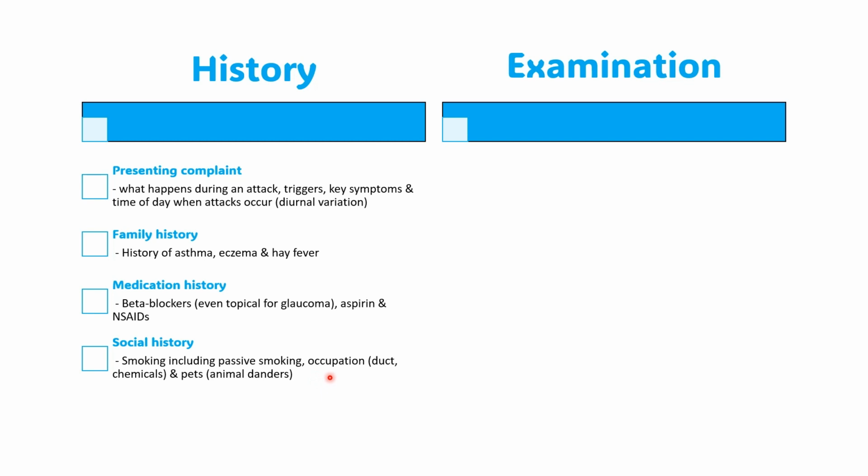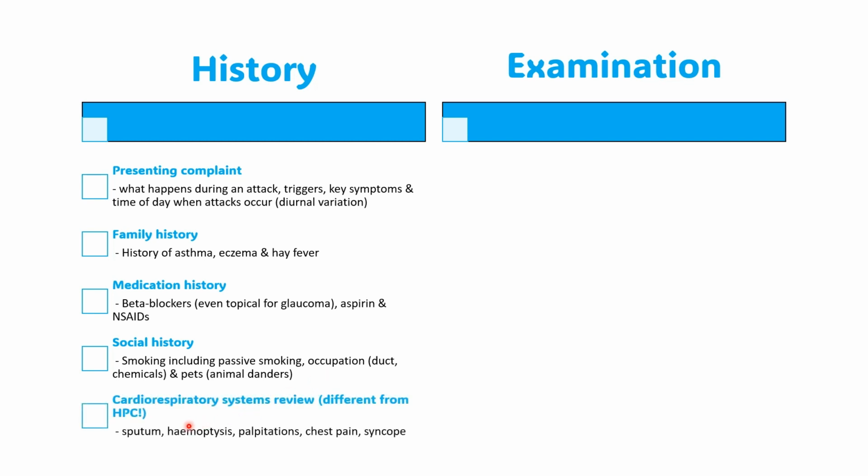And then you always want to do a cardiorespiratory systems review, and this is different from the history of presenting complaint. You don't want to ask about symptoms which you've already covered in the history of presenting complaint. So you can ask if they have any sputum, and explore that further and ask about the colour, if there's any blood. You can ask if they've been coughing up any blood, haemoptysis, having any palpitations, chest pain, and syncope. Because it's all linked. Your lungs and your heart are interlinked, so it's important to cover all of the different points.